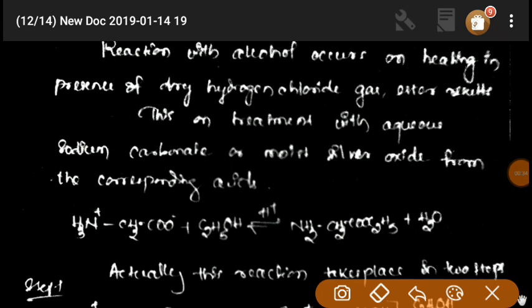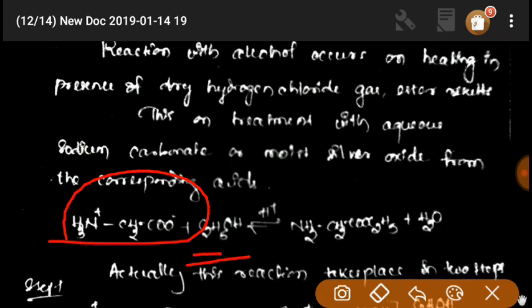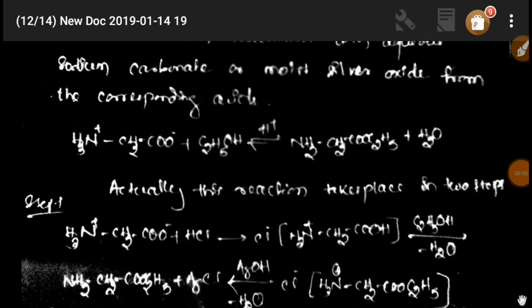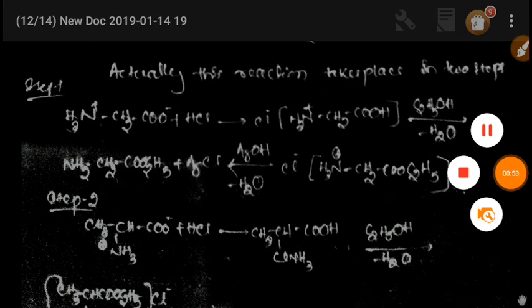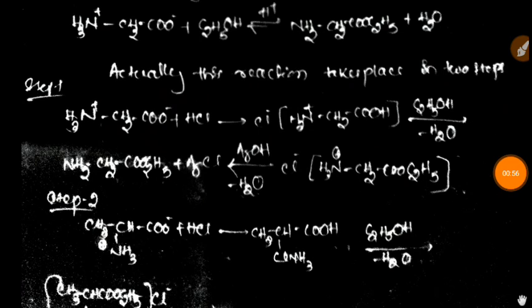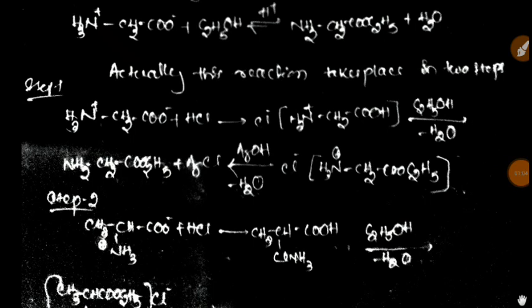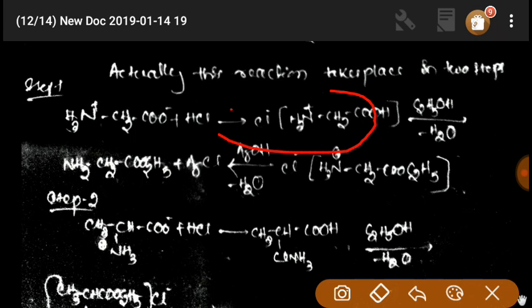At first, what is this? It is an amino acid, and it reacts with ethanol, and the corresponding acetate will form. But it occurs in a two-step reaction. Okay. At first, in the first step, NH3. Now, the amino acid reacts with HCl, okay, to form the corresponding chloride, and then reacts with ethanol with removal of water.